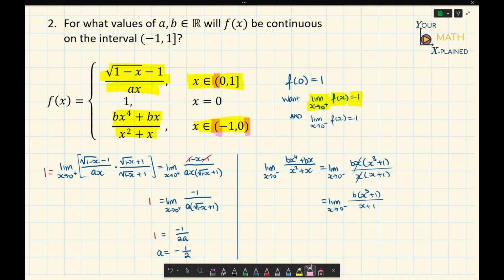And just like the right side limit, for this left side limit, we also want it to be equal to 1. So that means we're going to set this equal to 1. And we can see that now we're no longer dividing by 0. So then we get 1 is equal to, and then we're going to do our direct substitution. So this becomes b over 1. So therefore, the value of b is equal to 1. So the values of a and b that will make our function f of x continuous on the interval negative 1 to 1 would be a is equal to negative 1/2 and b is equal to 1.